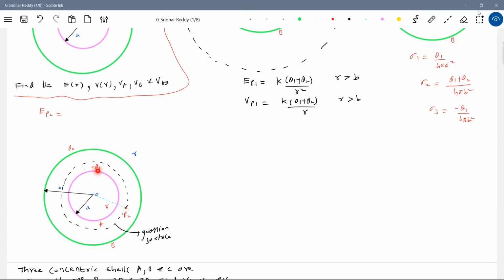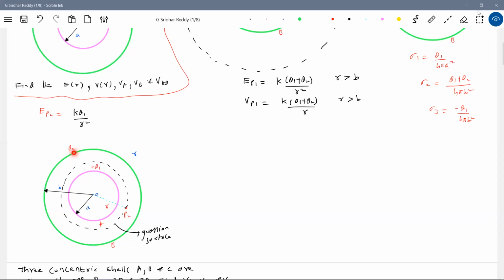Only the charge Q1, and that too, the charge is distributed symmetrically with respect to the Gaussian surface. So where will all this charge Q1 appear to be? At the center. Then, similar to a point charge, what will the field strength be? KQ1 by R square.